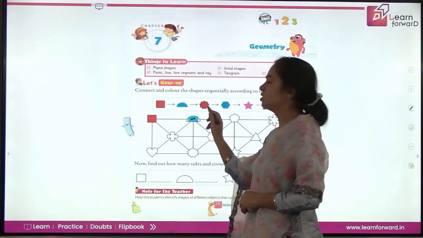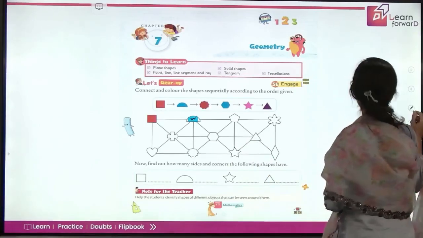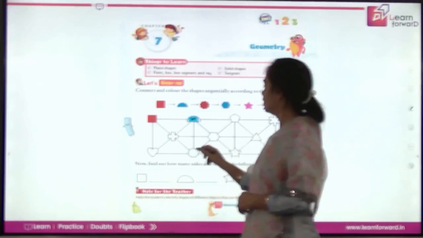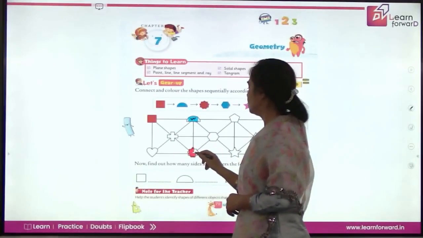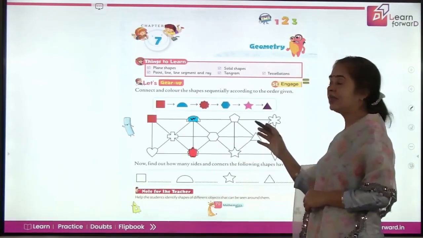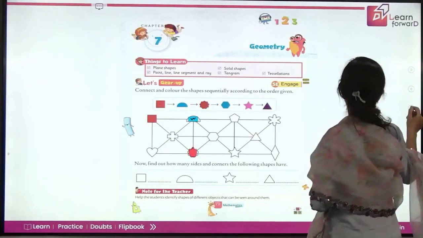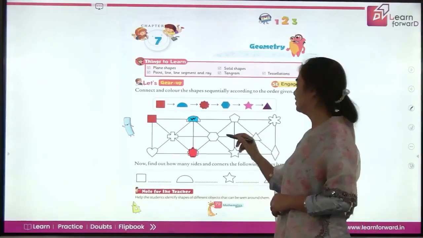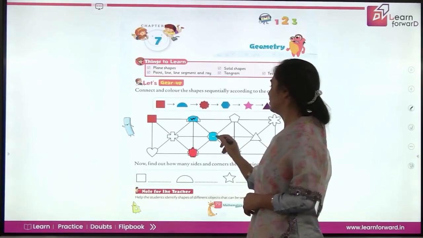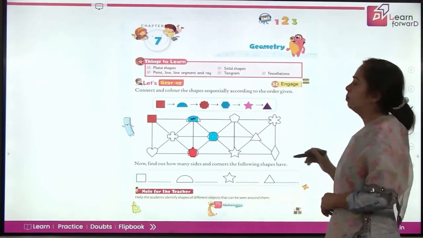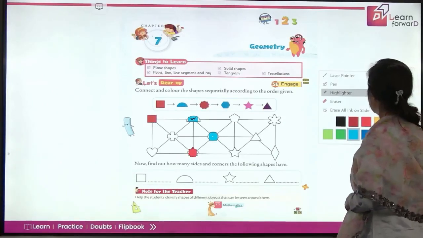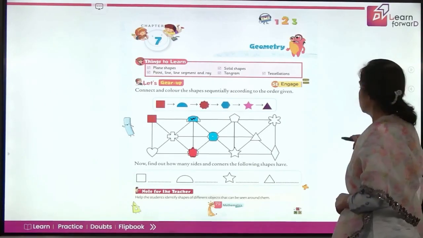What's the next shape you have to color? This is just below and you have to color it red. So your next shape will be this. Next is a polygon again, which you have to color in blue. So where is it? Just at the center. This is how you will be completing this, and color it carefully and neatly, children, right?